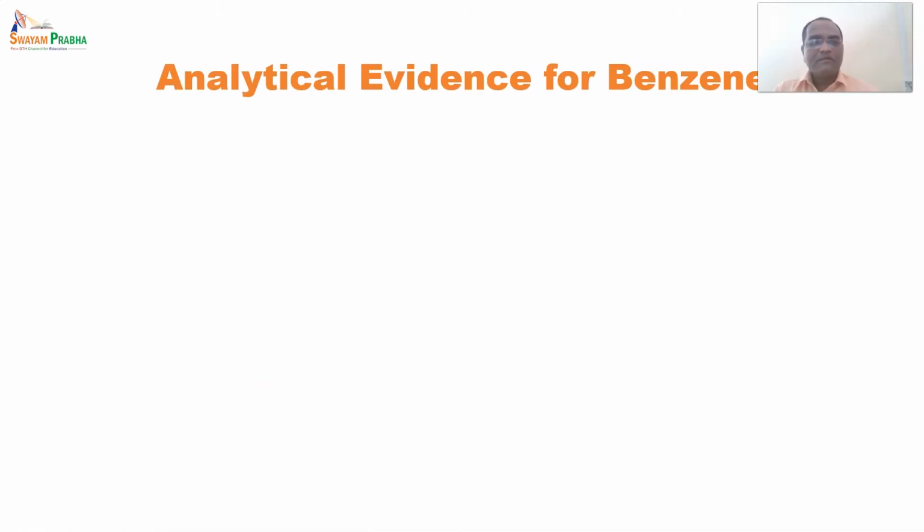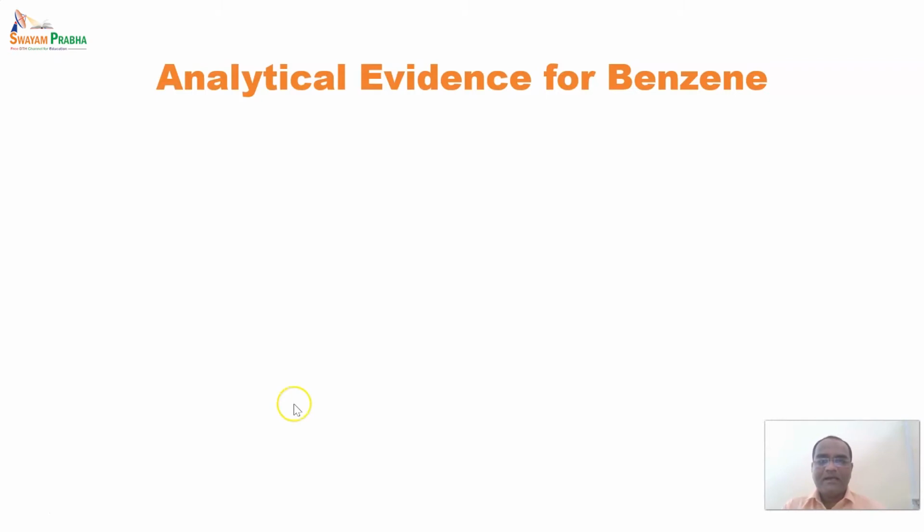So now we'll come to the next topic, that is analytical evidences for benzene. Analytical evidences for benzene means what? The structure which has been derived or obtained from history or by use of some techniques. So what kind of analytical data supports the structure of benzene? So we'll study it.